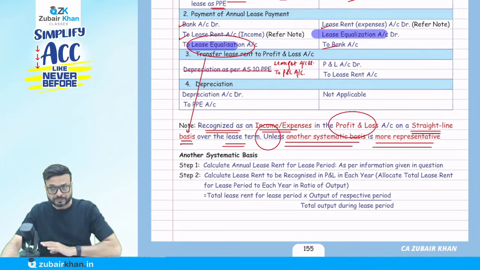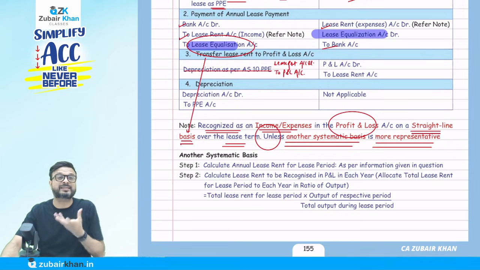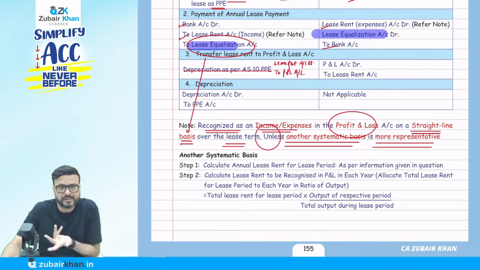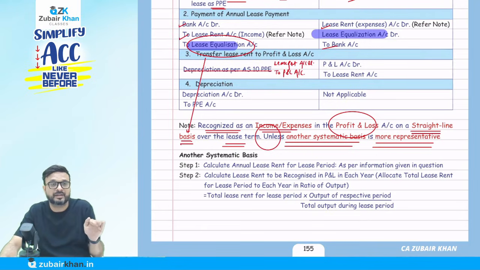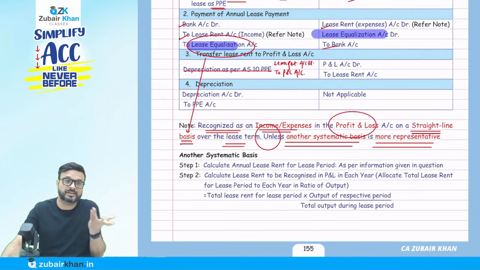I mean to say, if I am constantly using the asset in the same pattern, the best way to recognize it is on an SLM basis. But if I am not using it in the same pattern, you may go for some other option, for example when the output of the asset is not the same.